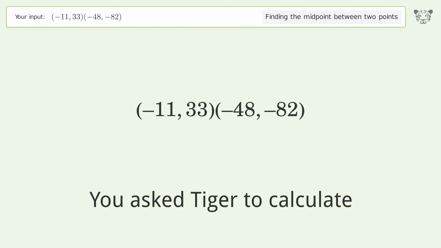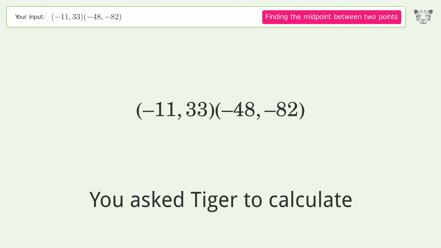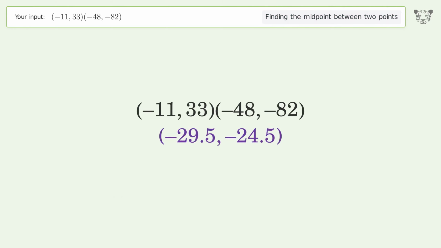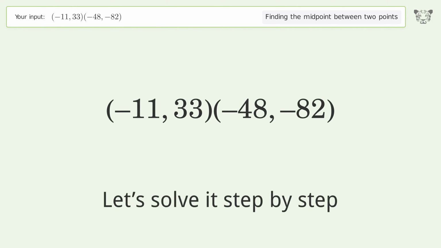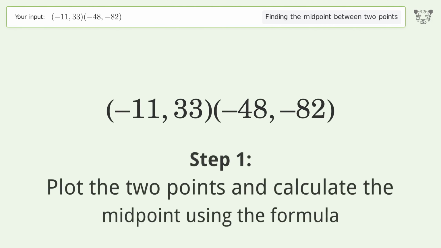You ask Tiger to calculate. This deals with finding the midpoint between 2 points. The midpoint between the 2 points is (-29.5, -24.5). Let's solve it step by step. Plot the 2 points and calculate the midpoint using the formula.